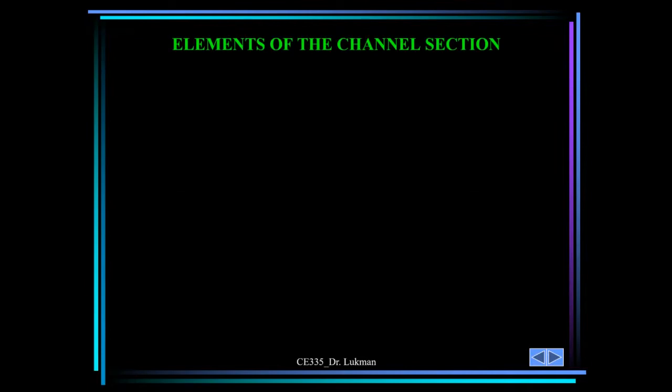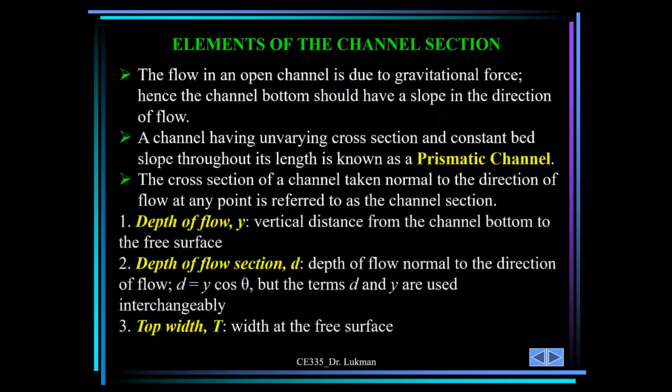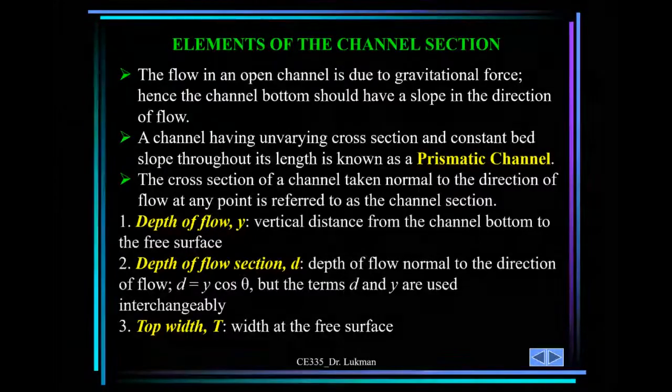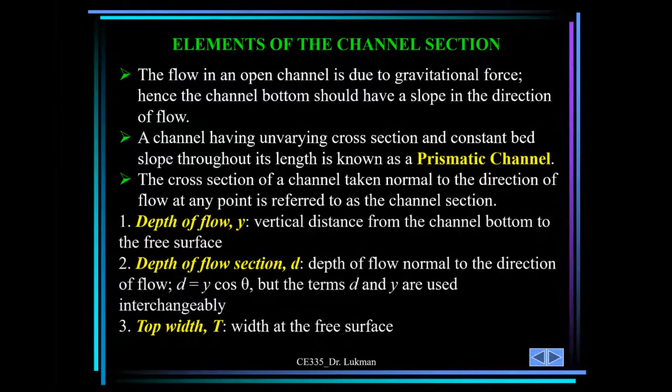Now, elements of the channel section. In this case, we will be looking at the channel itself, the cross section, the parameters, the determination of the area of this channel and all that. And then we'll go into the different types of flows and the computation of these types of flows, mostly the uniform flow and the critical flow analysis. Now, elements of the channel section.